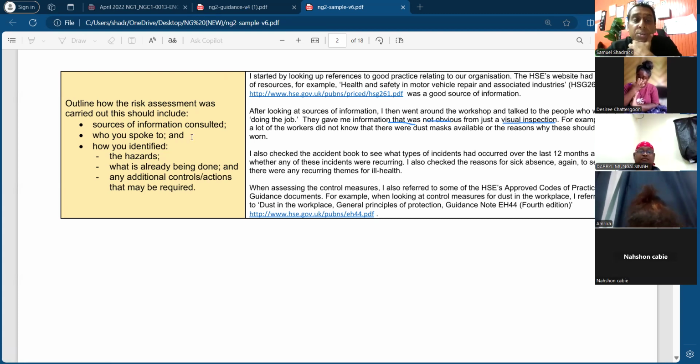Next thing here: who you spoke to and how you identified the hazards, and what is already being done. Now, the last bullet point is meant for the paragraph down here. So, who you spoke to and how you identified the hazards. Let's see what they said.